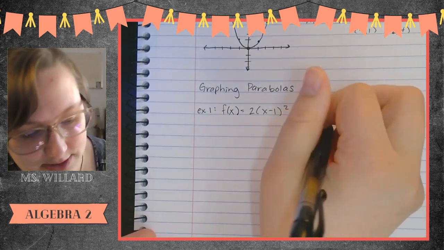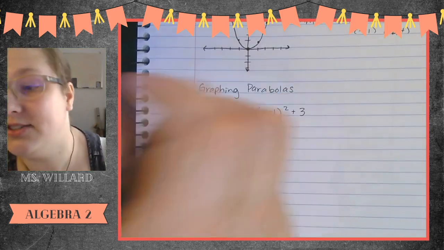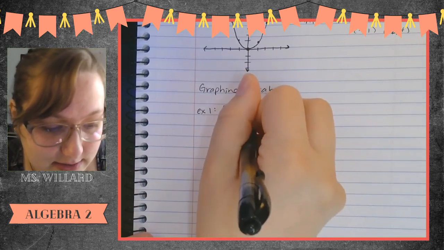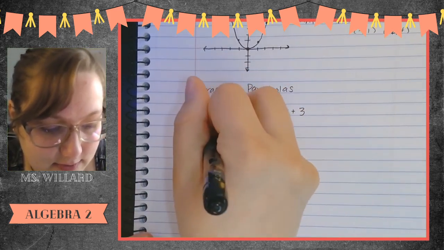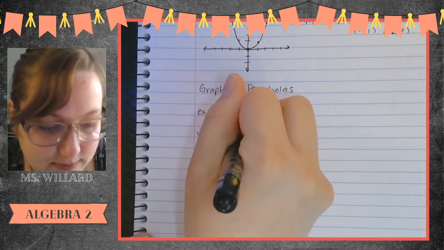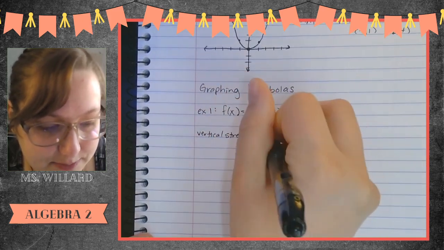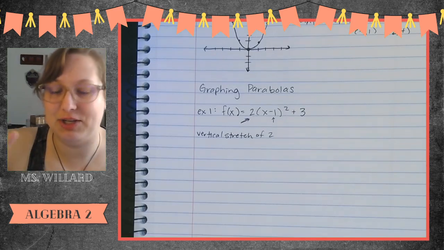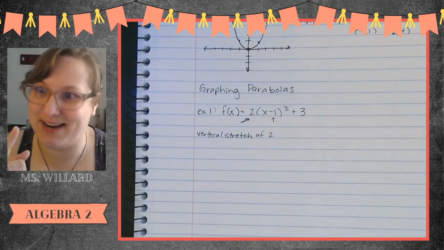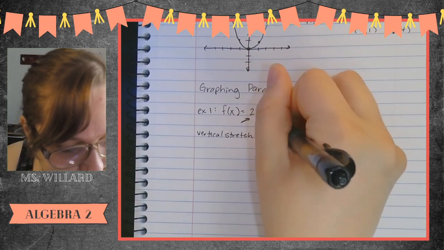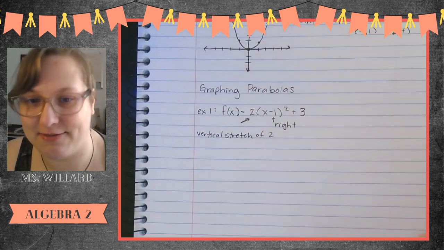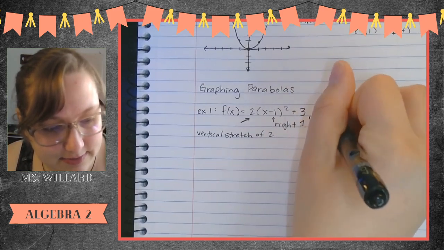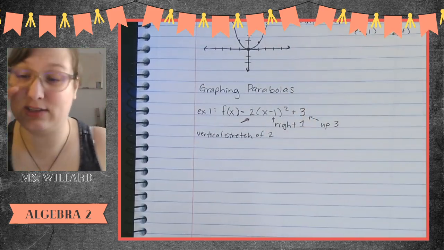So for the description, this is just like last notes. This 2 right here is a vertical stretch of 2. This minus 1 is going to be shifted to the right one. It's backwards. That's all I have to remember. Right 1, and then this 3 means we're going up 3.